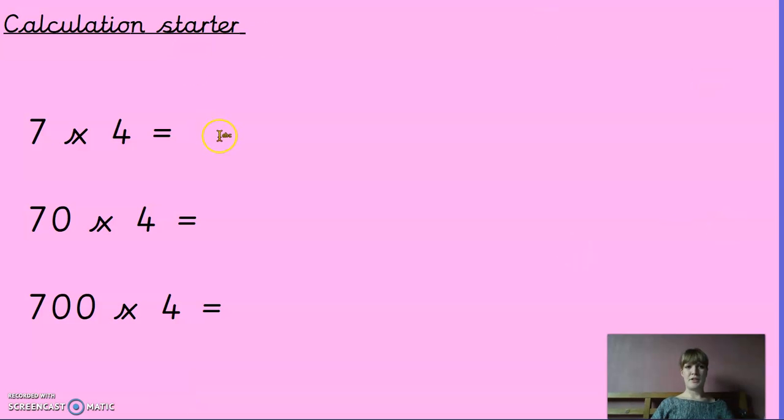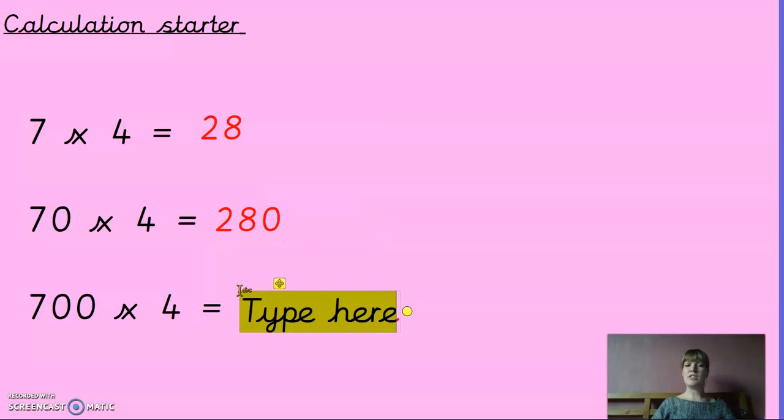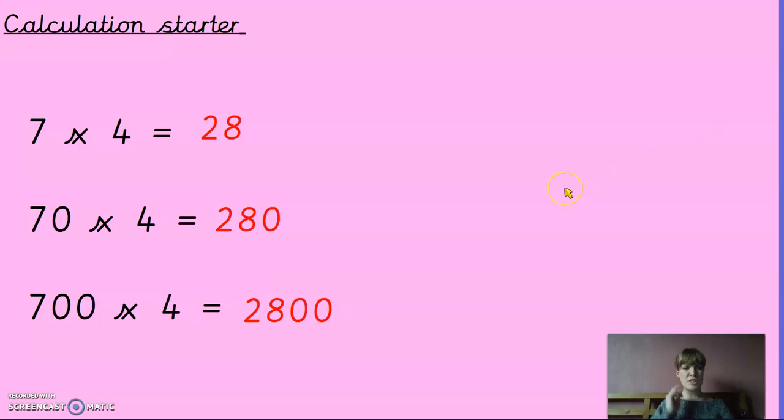Okay, so 7 times 4 equals 28. 70 times 4 will equal 280. And then 700 times 4 will equal 2,800. Now I wonder if you could spot or recognise a pattern in this.